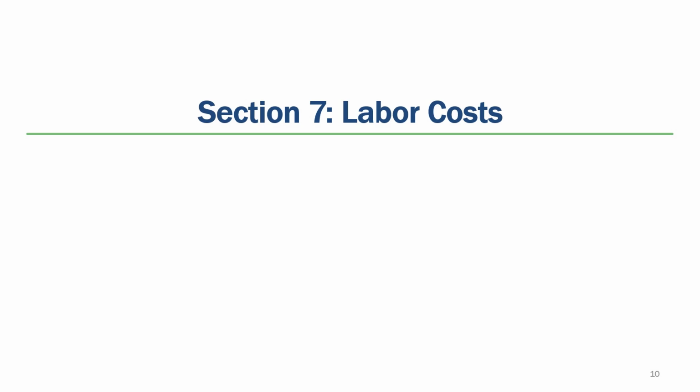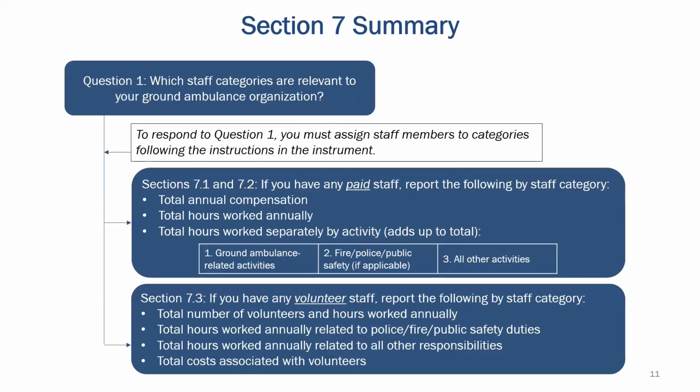So let's talk a little bit about labor costs in terms of just the scope here. The very first question in section 7 asks which categories of staff you use for your organization. So that question up front, we'll walk through it. It has a set of check boxes. You'll check some off that apply to your organization and leave others blank. Then we'll go into sections 7.1 and 7.2 and 7.3.